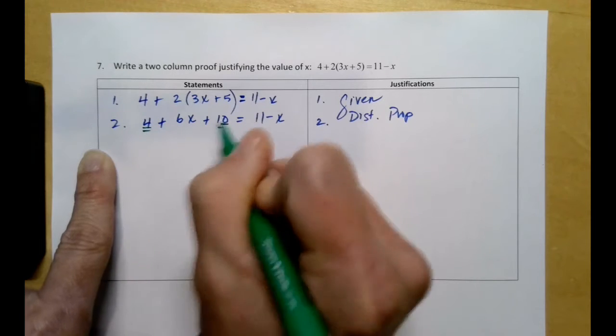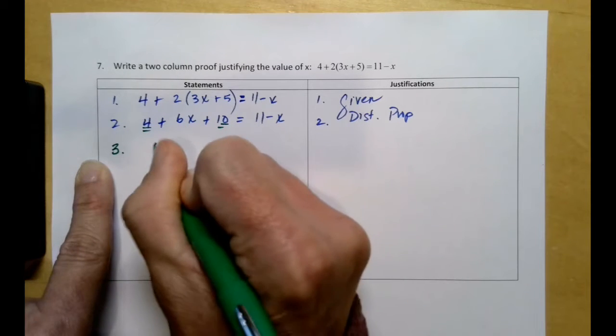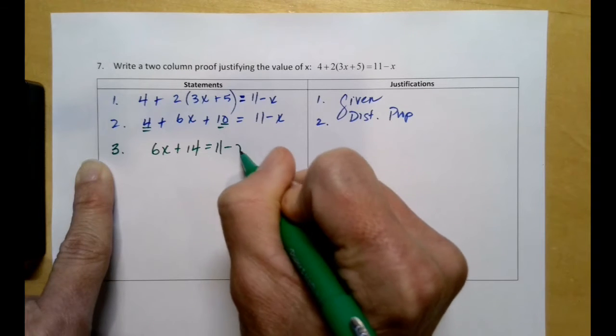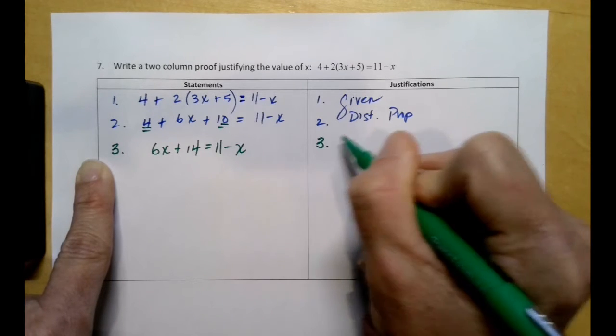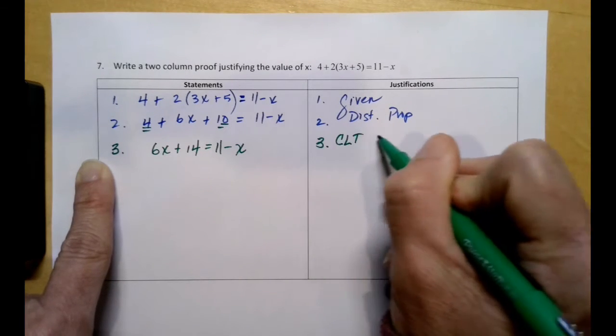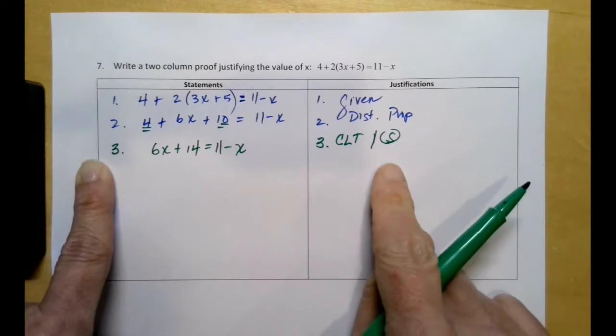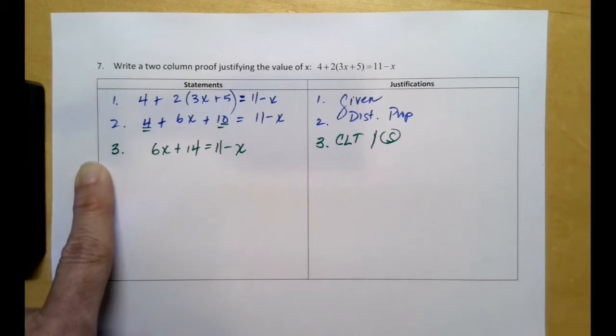All right, I'm going to go ahead and do some simplifying. 6x plus 14 is equal to 11 minus x. And whether I call this combining like terms, maybe I call it simplifying, that's fine by me. All right, next up.